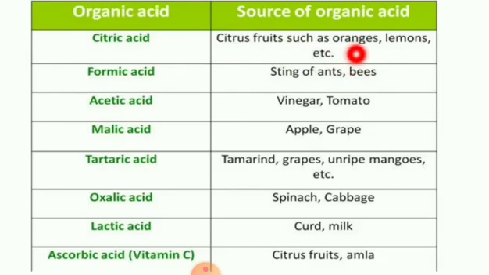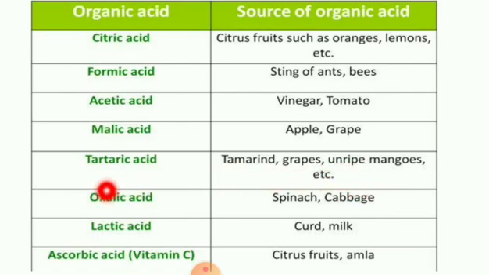So which acid do oranges and lemons have? Citric acid. Next, formic acid. The source of formic acid is the sting of ants and bees. So these are the sources of organic acid. Next, acetic acid. The source of acetic acid is vinegar. Malic acid, the familiar acid, is in apple. Apple has this type of acid. Tartaric acid sources are tamarind, grapes, unripe mangoes, etc.